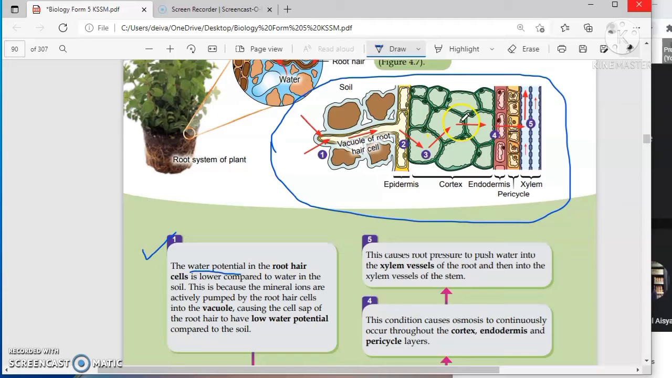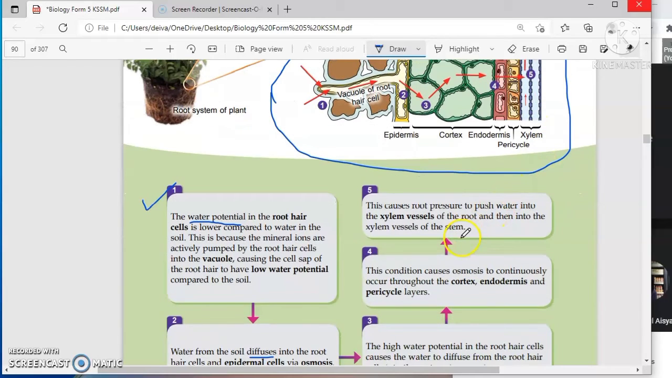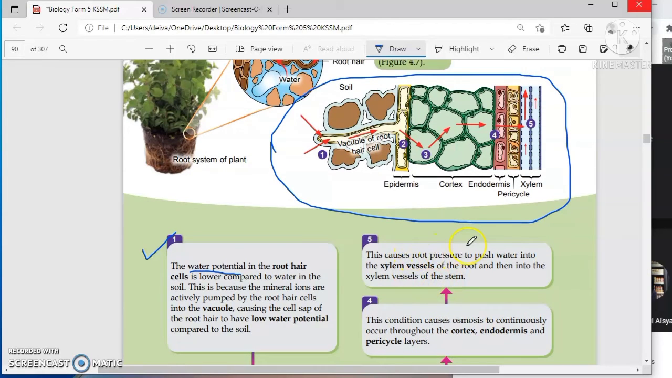The same thing happens. The cortex has high water potential, so water molecules will diffuse to the endodermis by osmosis, and it happens until it reaches the xylem. Okay, number 4. This condition causes osmosis continuously throughout the cortex, endodermis, and pericycle layers. This is what we call root pressure. It will push the water in the xylem up to the stem and other parts of the plant.